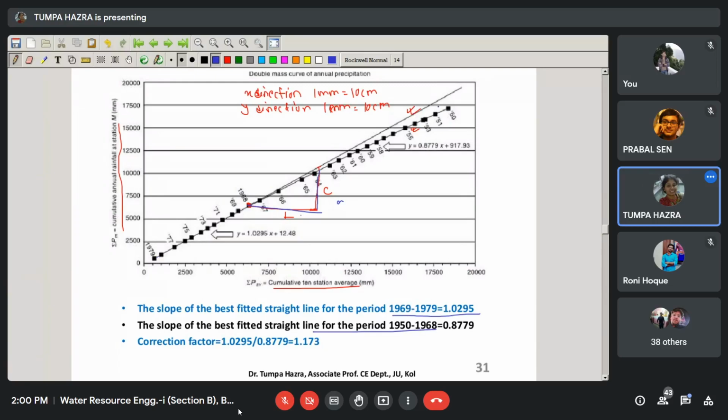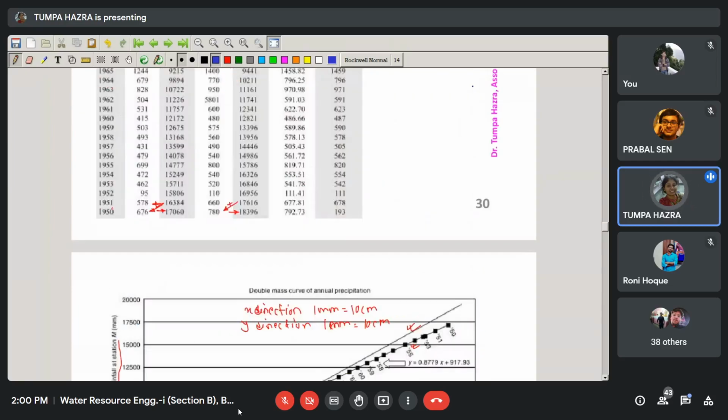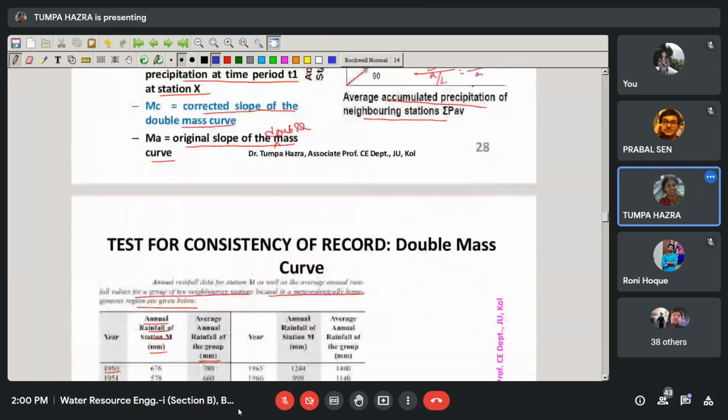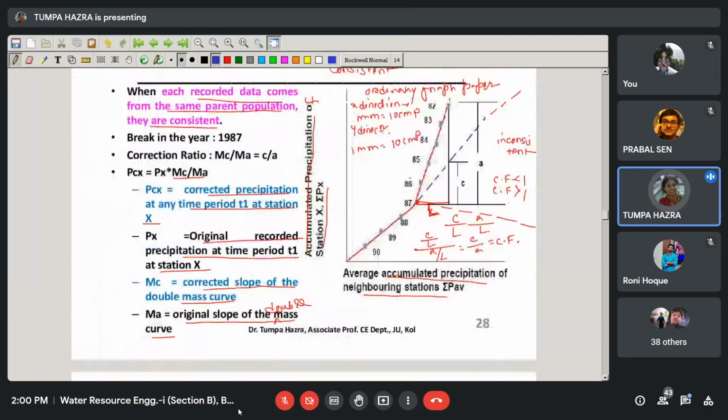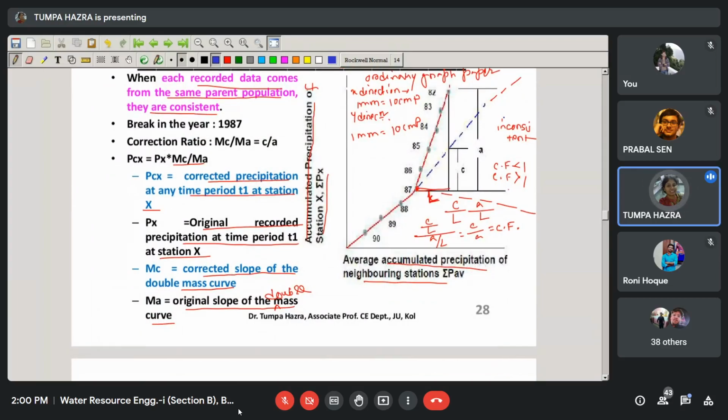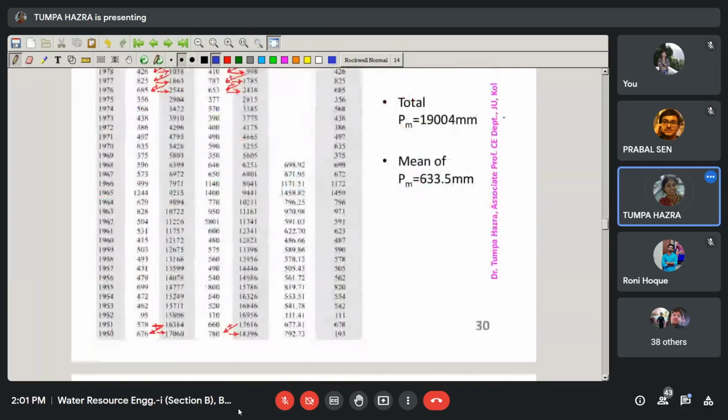1950 to 1960, actually this is 0.8779. You can see that the corrected slope is upwards, but whenever I have shown you in the first thing, I have shown you that the original is upwards and the corrected is downwards. Okay, so any of the conditions may create this.